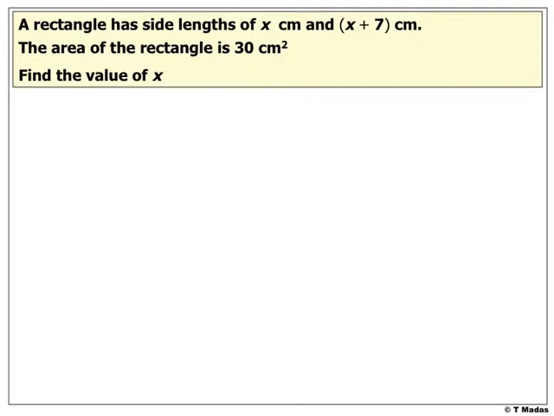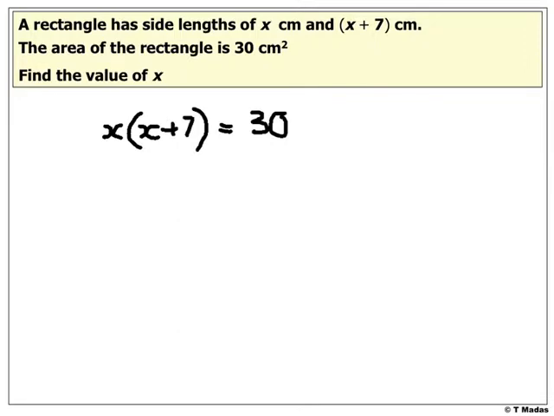So to work out the area of a rectangle, I multiply the two sides together. I would usually draw a diagram, but I'm not going to here. So I know that I've got x multiplied by x plus 7. And in order to make an equation, I know it's got to have an equals in it. So it's got to be equal to something. And that gives me the total area, which is 30. So all I've got to do is go through and solve this to work out the value of x.